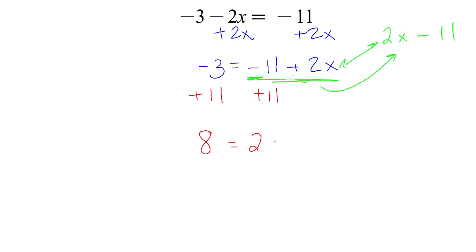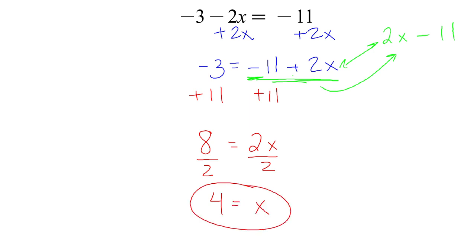And we have 8 equals 2x, and now we just divide by the coefficient of 2, giving us 4 equals x, or x equals 4. And that's how we're going to deal with subtracting a variable expression within our linear equations. And so 2 different methods. Use whichever one makes the most sense to you. Neither of them are inherently any better than the other.